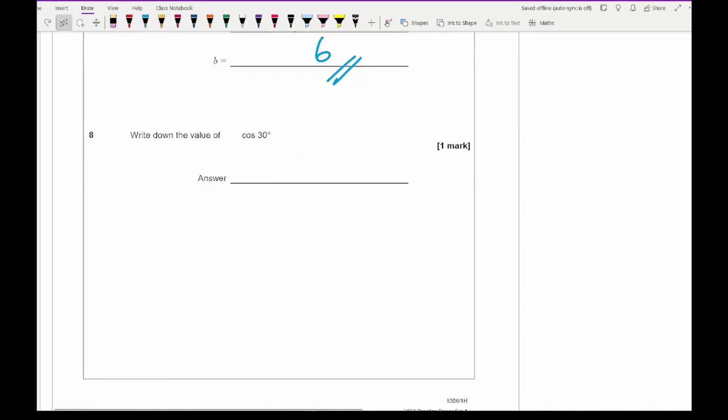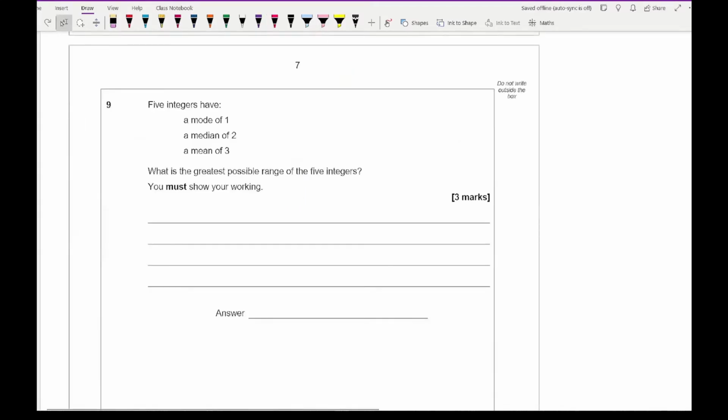Now for question 8, it just says write down the value of cos 30, and if you know your exact values of trig, you should know that that's going to be root 3 over 2. Question 9, it says 5 integers have a mode of 1, the median of 2 and a mean of 3. What is the greatest possible range of the 5 integers? You must show your working out.